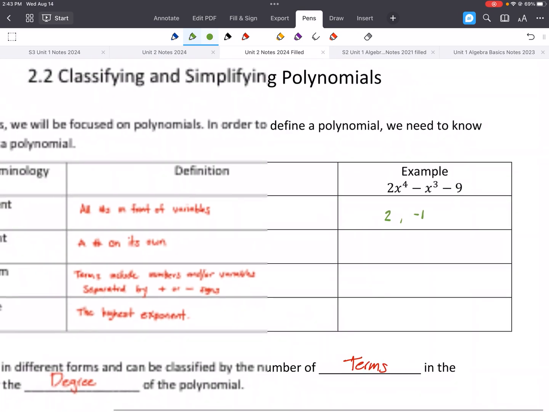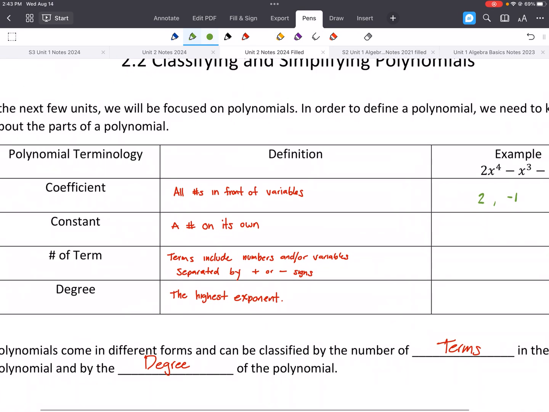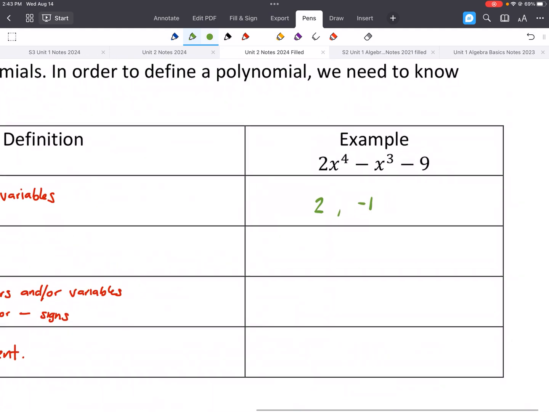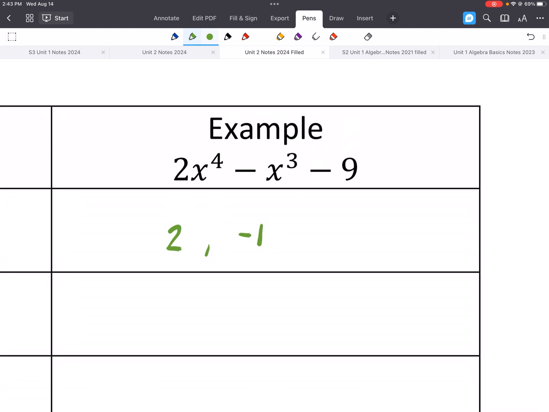Our next vocab is constant. A constant is a number on its own. It doesn't have a variable with it. So if you plugged in any value for x, if you plugged in 5 or 10, this last term is constant. It never changes.